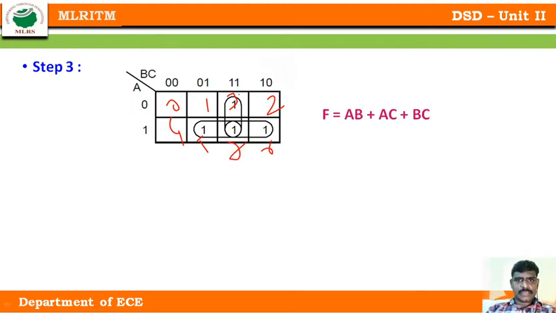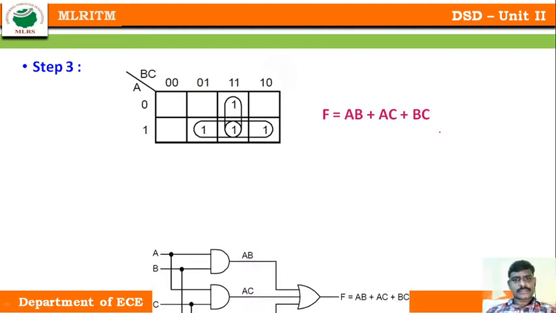So for 3, 5, 7 I have written all ones, the other cells are left. So I have simplified it now. I got the simplified expression: AB plus AC plus BC. Then I need to draw a logic diagram for this.